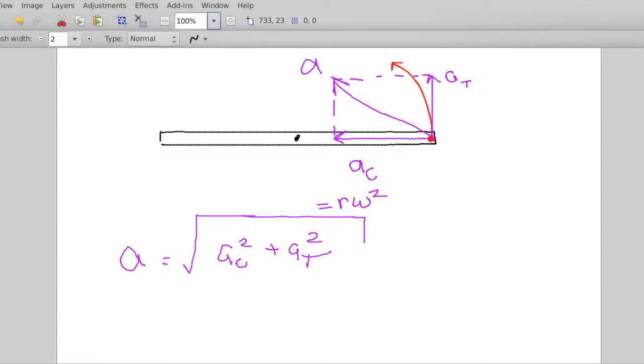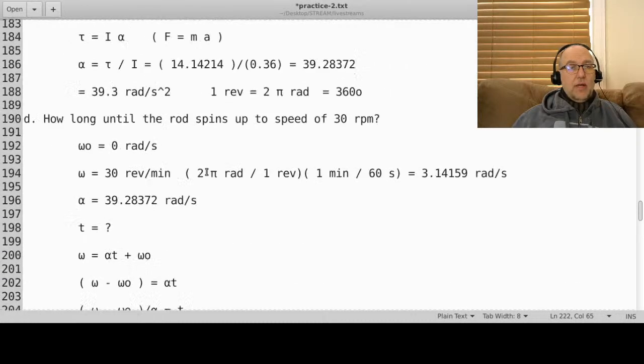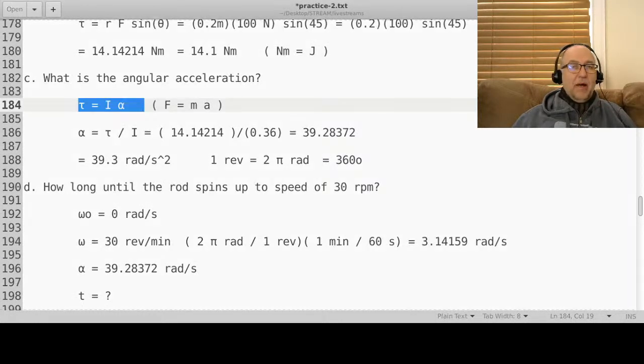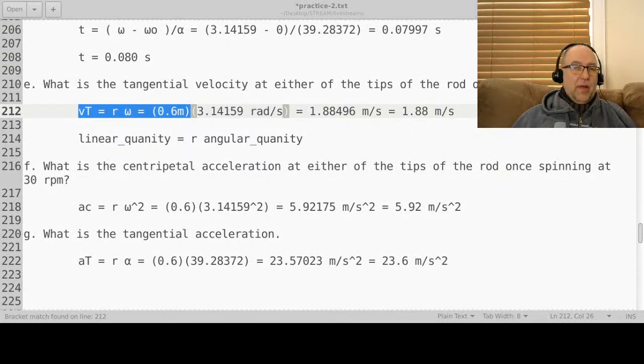All right, so any questions with that? And if not, we're done with this problem. And I apologize for the little blank screen, but I think I covered where it went blank. So that whole problem was a combination of tau equals I alpha, which is dynamics, and also a little bit of kinematics. Relating the angular and the linear quantities is kinematics, okay?